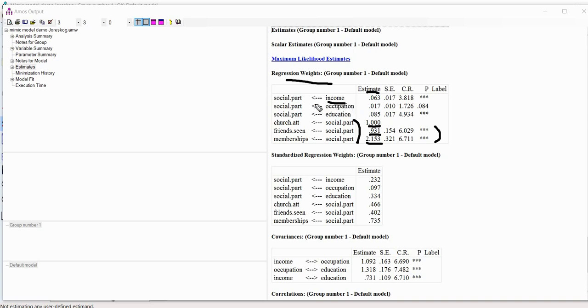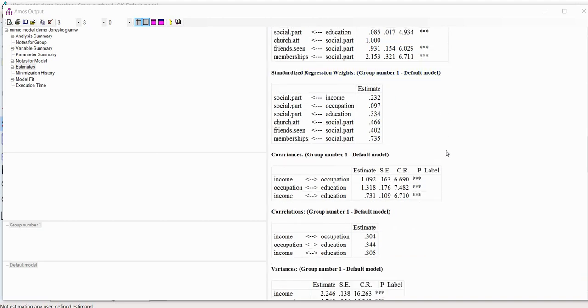Then we have income in our structural portion, income predicting the social participation. It's a positive and statistically significant predictor. We have education predicting social participation. It's a positive and significant predictor. With respect to occupation predicting social participation, the coefficient is positive, but it's not statistically significant at the conventional 0.05 level.